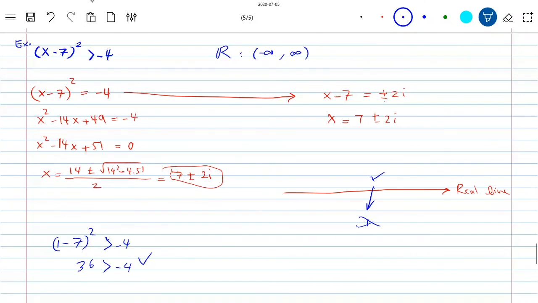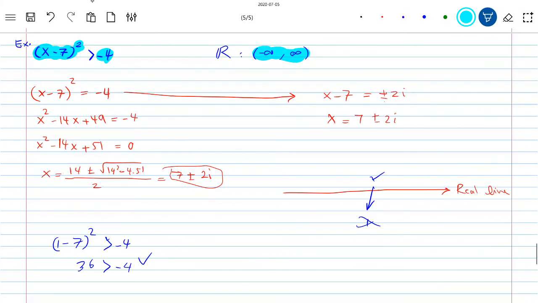And does it make sense? Yes, it should make sense, because what you have originally on the left side is a number squared. Any number squared, the result is positive. What you have on the right side is a negative number. Positive is always greater than negative. So any number that you pick satisfies the inequality. If you see that from the original inequality, you don't need to go through the process.